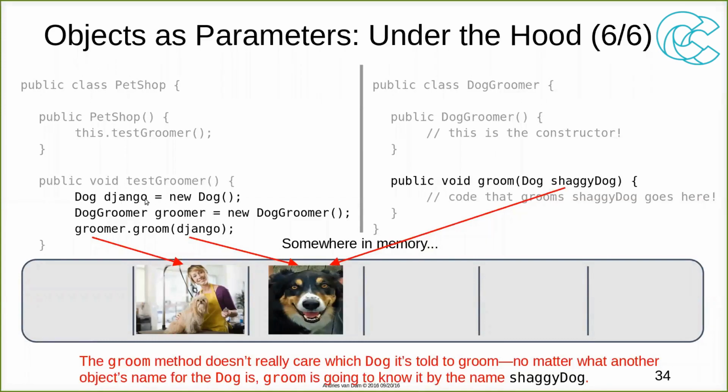It's just a name given to a memory location. So let's say this is 1001. Django now holds the value of 1001, but 1001 happens to be a memory location. Now if you pass Django to this one, you are passing the value of the memory location, which is 1001. So 1001 comes here. Shaggy Dog refers to the same 1001, which happens to be a memory location. So now there are two names given to the same memory location.